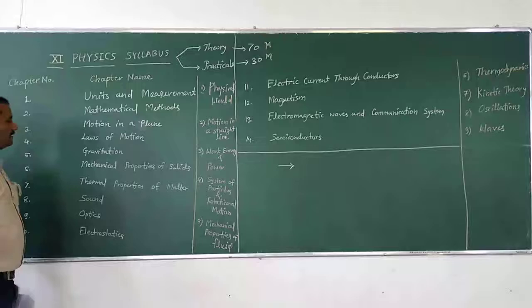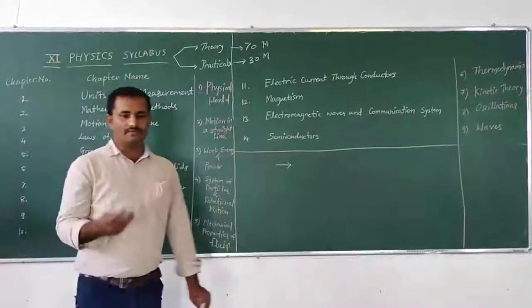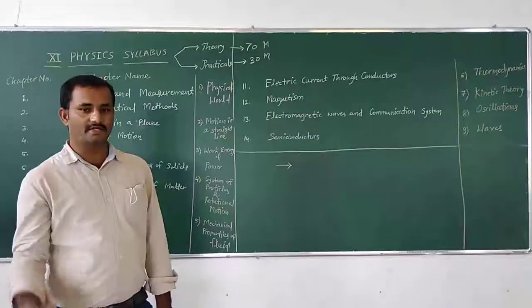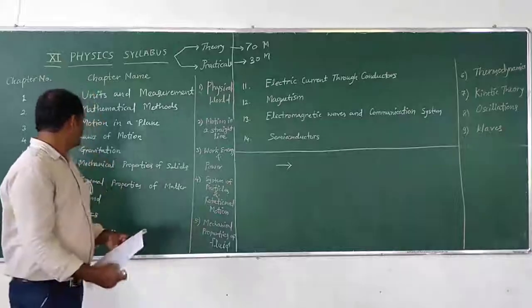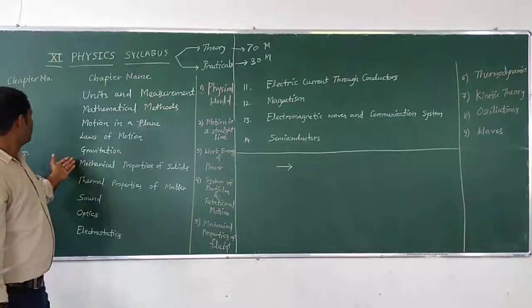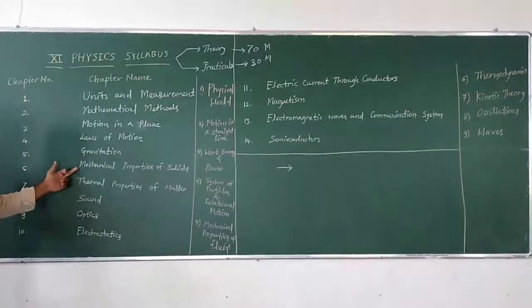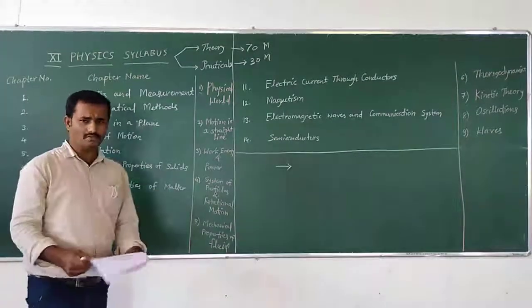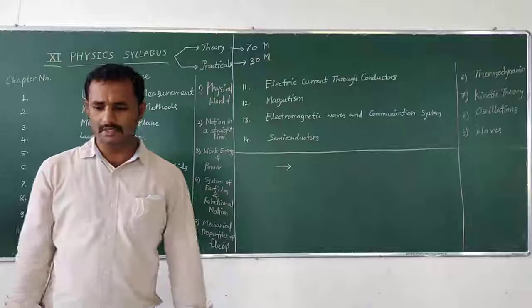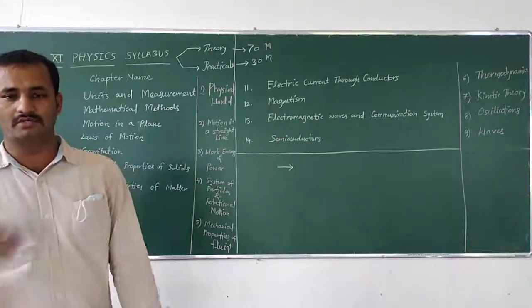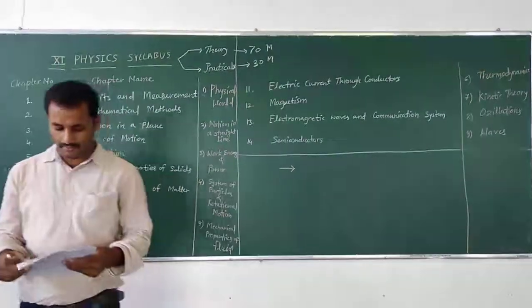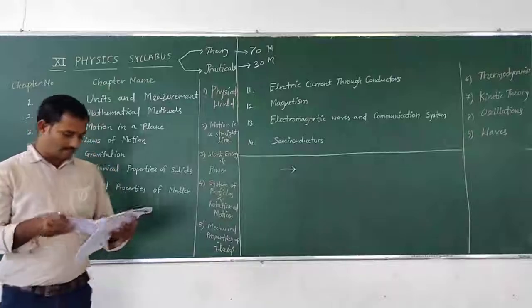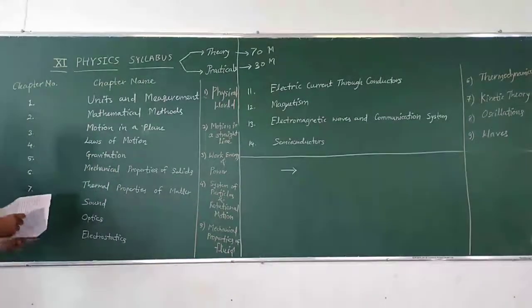Then the next one is gravitation, the laws of gravitation. There we will see, and the sixth chapter is mechanical properties of solids. What are the mechanical properties of solids? How will a solid behave? That we will see. Then the next one is thermal properties of matter.